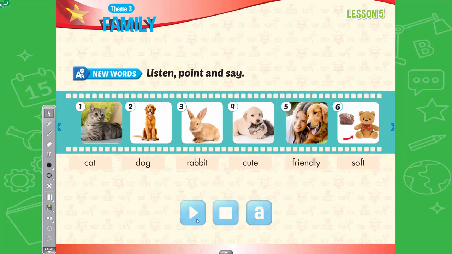New words. Listen, point, and say. 1. Cat. 2. Dog. 3. Rabbit. 4. Cute. 5. Friendly. 6. Soft.